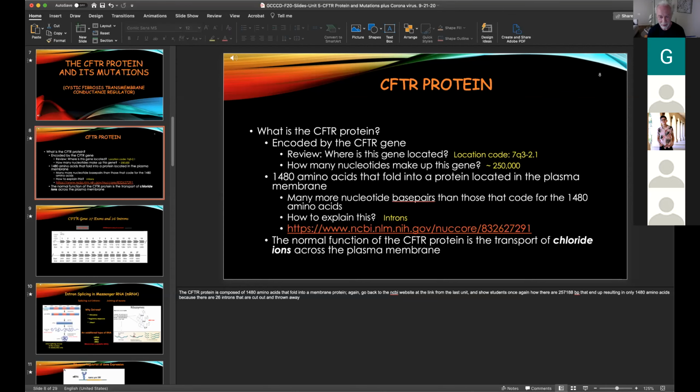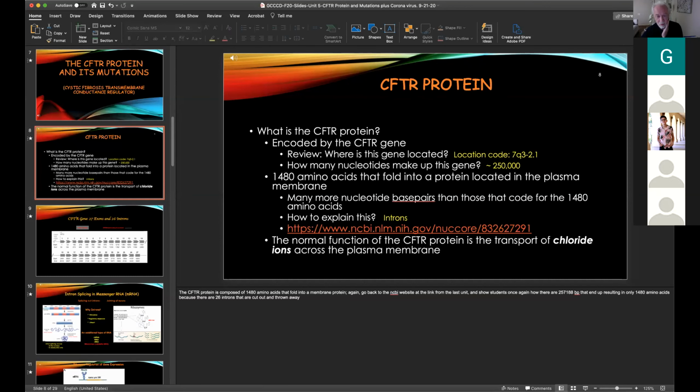7 indicates which chromosome it's on, chromosome number 7. Q indicates the arm. Remember, each chromosome has 2 arms. The short one is called P. The long one is called Q. So CFTR is on the long arm. And it's in a region called region 3. 2 indicates the band within region 3. And 0.1 is the subband. So remember what these numbers and letters stand for in a chromosomal code.